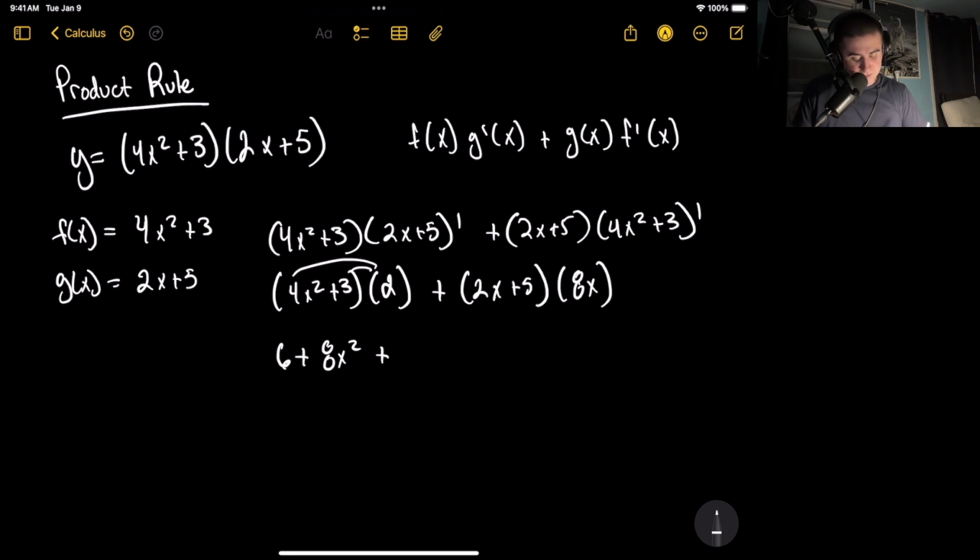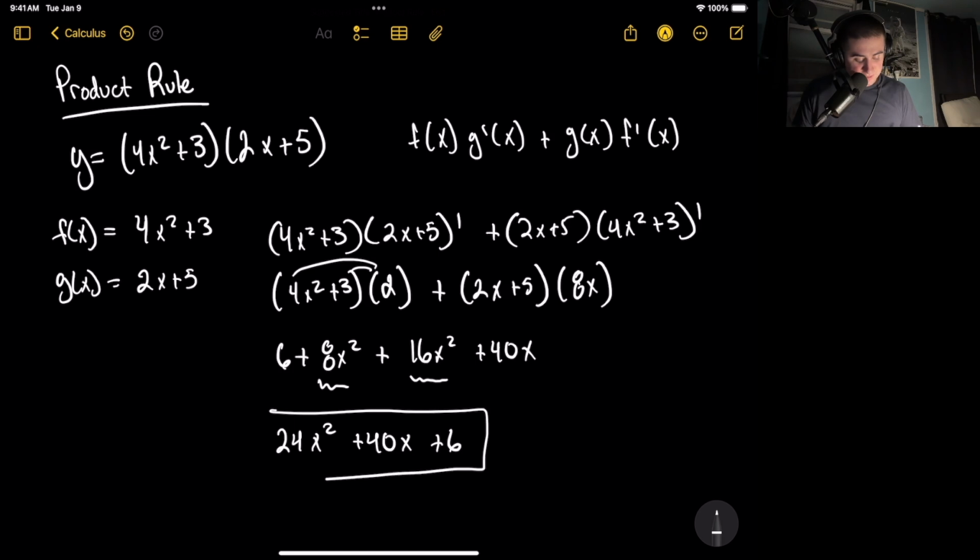And then we're going to have plus 8x times 2x, which is 16x squared, and 8x times 5 is going to be 40x. And now we'll just combine like terms. We have 2 x squareds here. That is 8x squared plus 16x squared, which gives us 24x squared. And then we're going to have plus 40x and then plus 6, nothing else to combine. These are the last terms here, and this is the derivative of the original function.